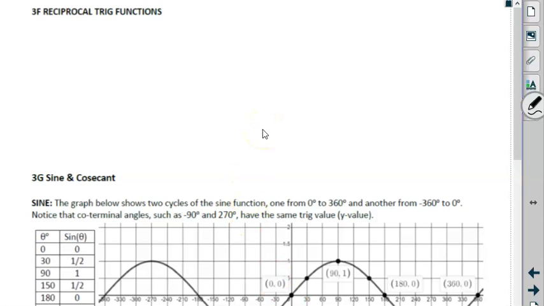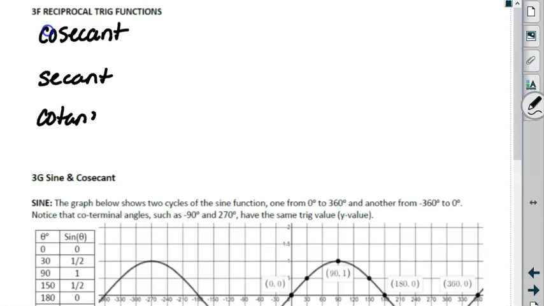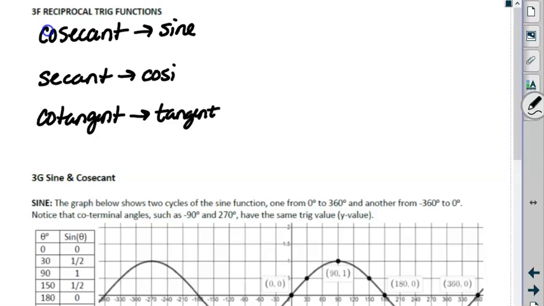So what are reciprocal functions? Let's write down the three of them. Cosecant, secant, and cotangent. Cotangent is the reciprocal of tangent, which makes perfect sense, but you're not going to like these other two. Cosecant is the reciprocal of sine, and secant is the reciprocal of cosine.